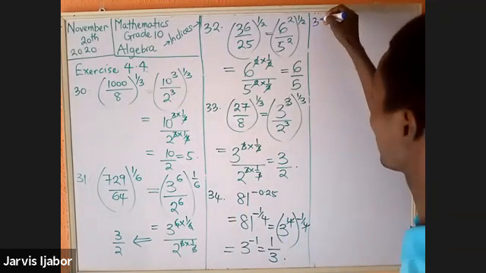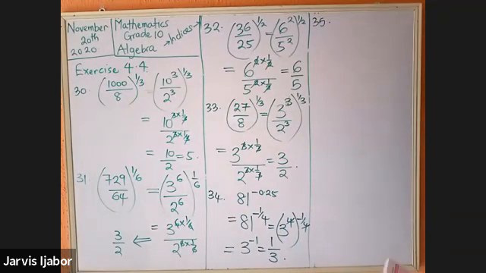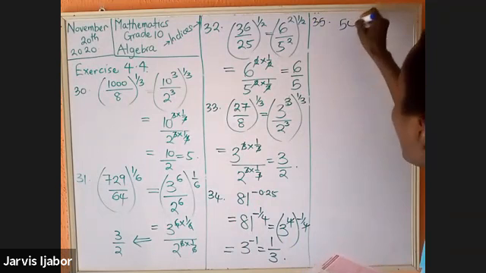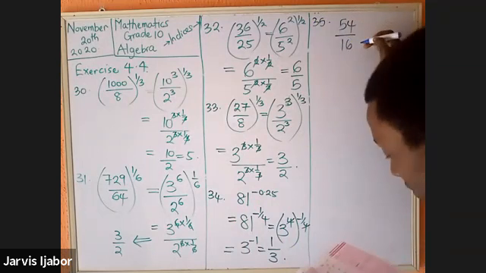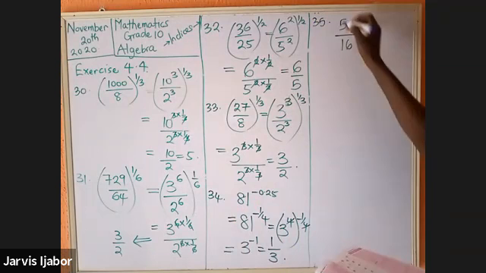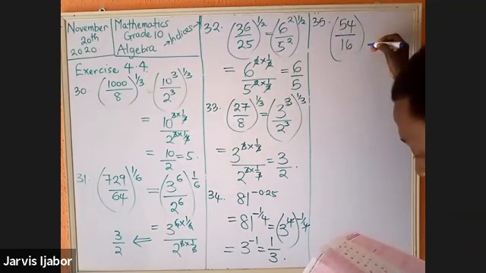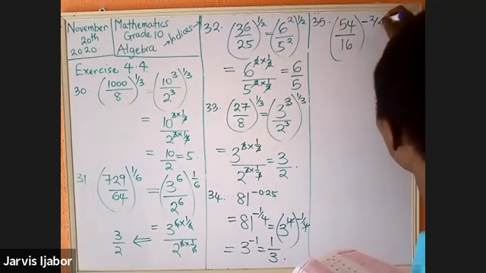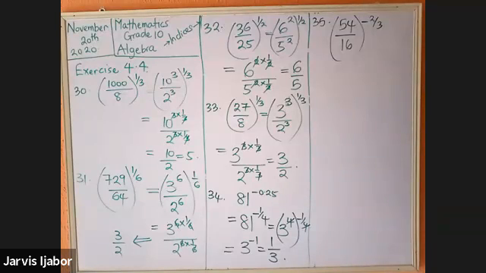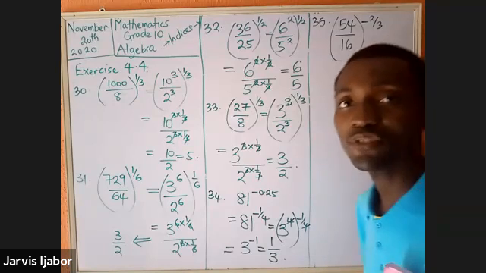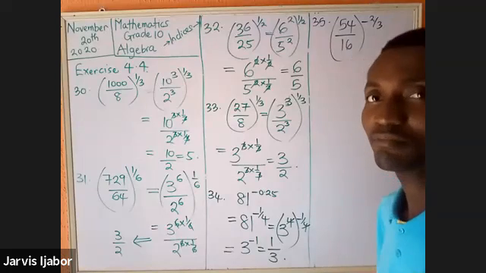So 35. In question 35, we have 54/16 all raised to the power of -2/3. Now, this is one where you really have to be very, very careful. This is one question where you really have to be very, very careful.